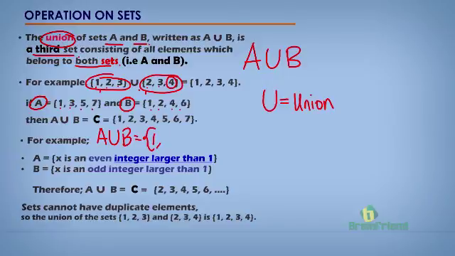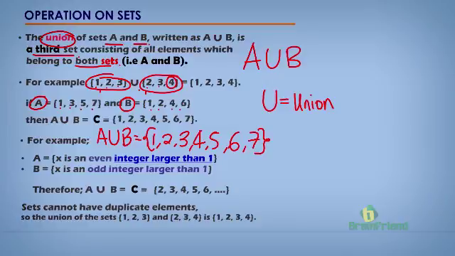We have also 2, which is found in our set B. We have 3, which is found in our set A. We have 4 from set B. We have 5 from set A. We have 6 from set B. And we have 7 from set A.